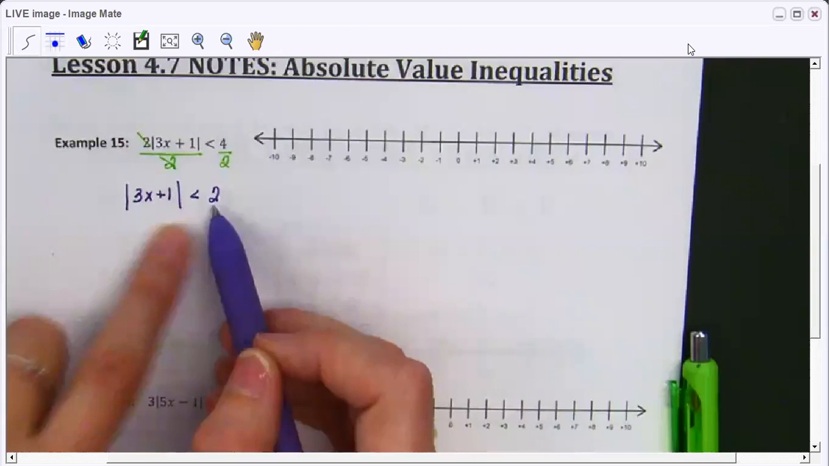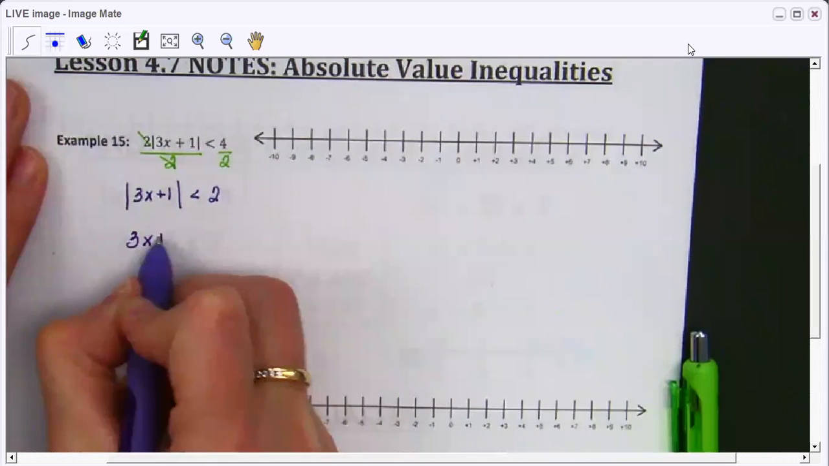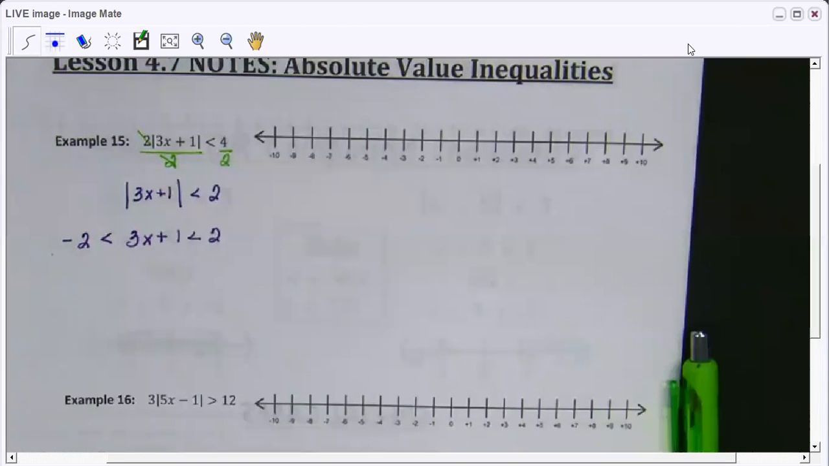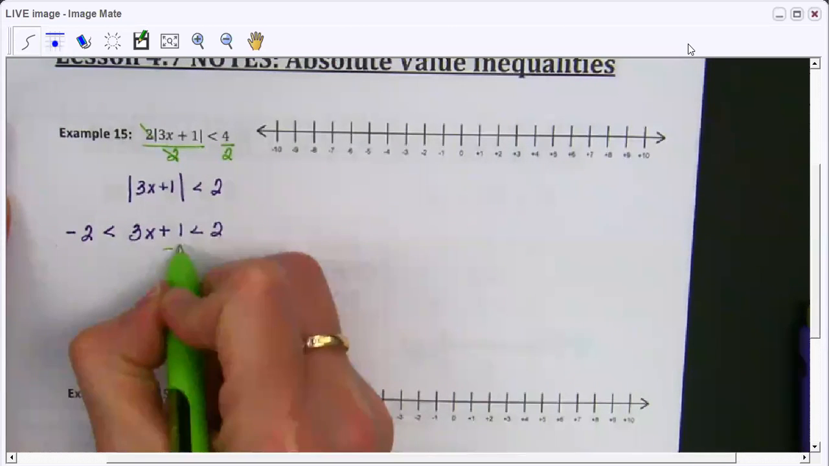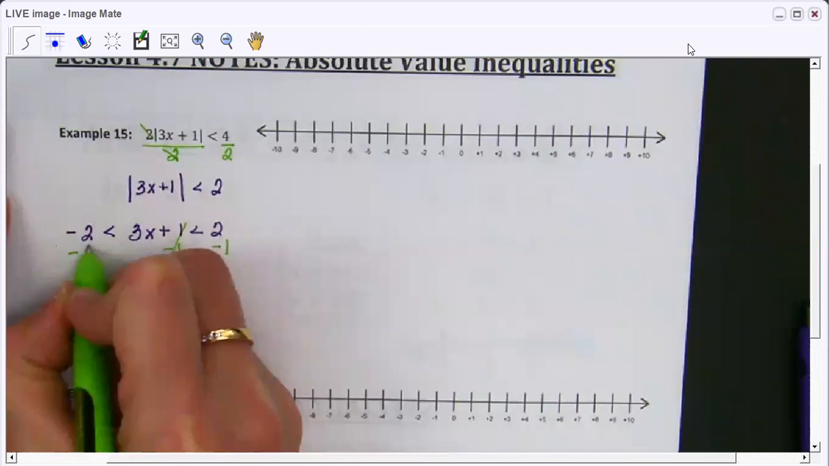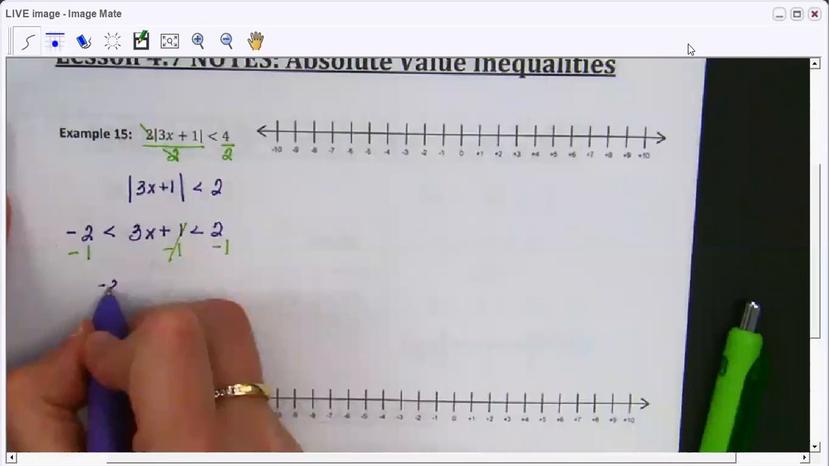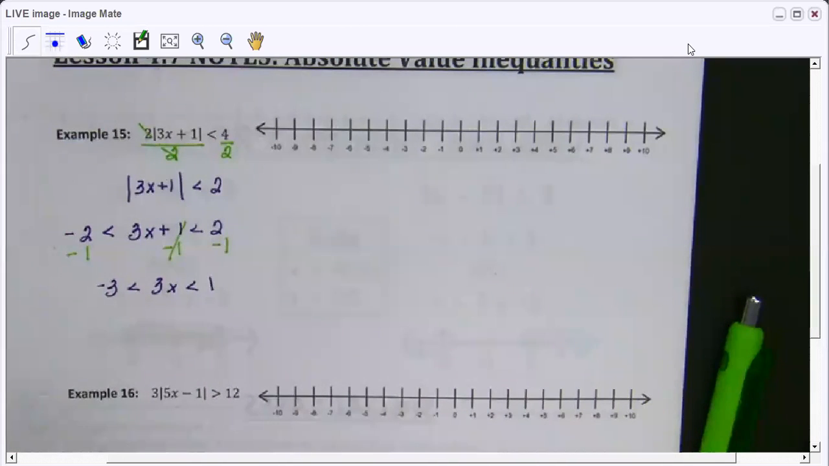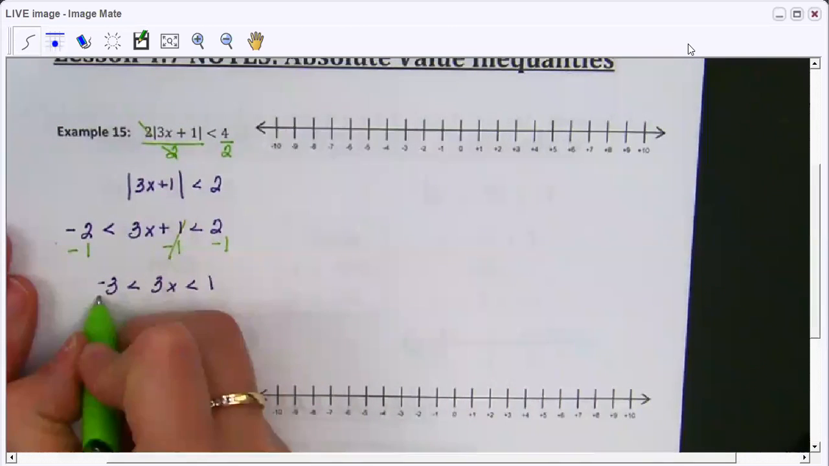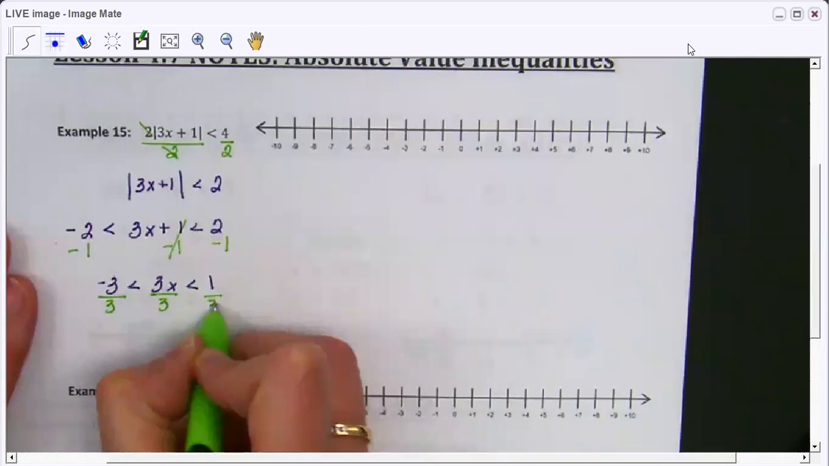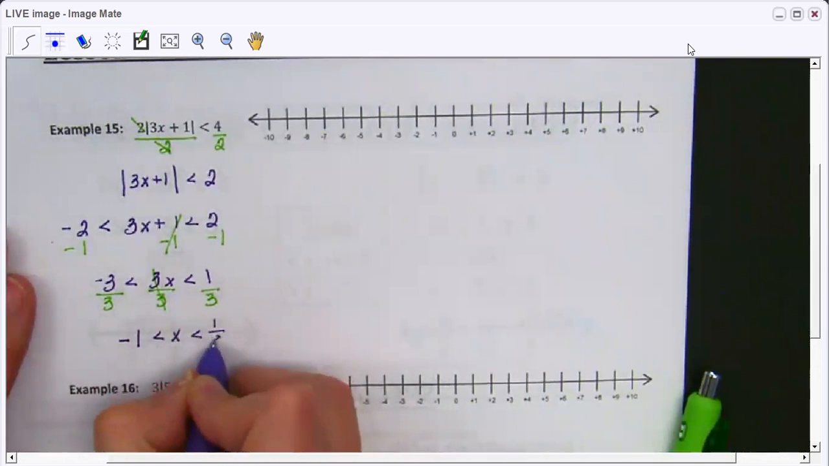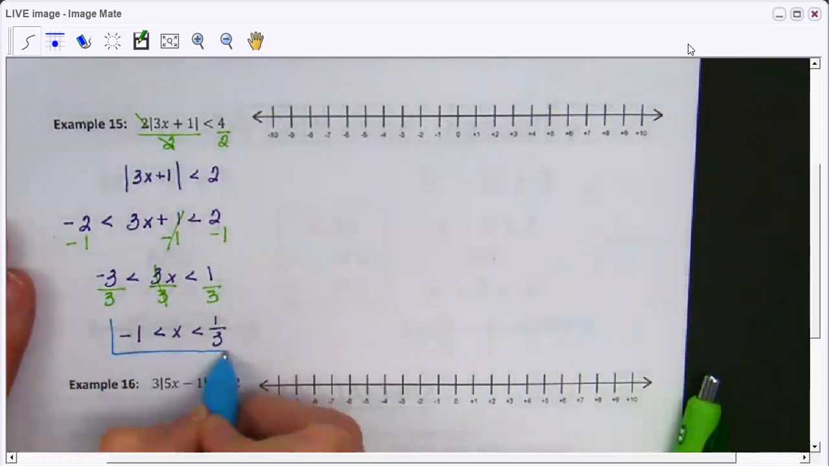Now, this is a conjunction, so I'm going to set my problem up. 3x plus 1 is less than 2, but it is also greater than negative 2. So we'll start solving that by getting rid of that positive 1 first. And divide everything by 3. And then graph.